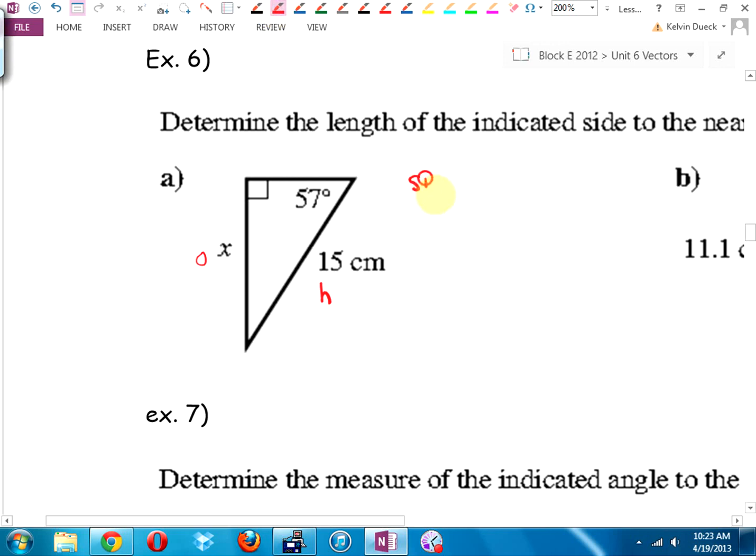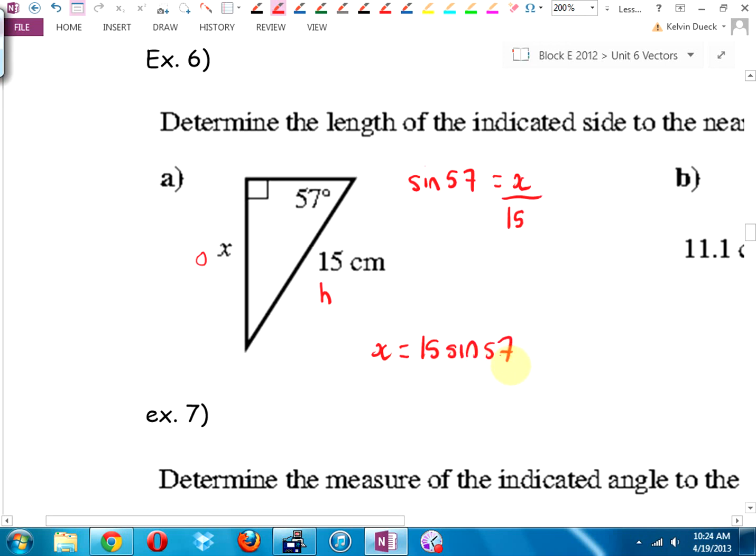Sine of what? What goes next to the trig function? The angle, always. Always the angle. Always the angle. What's the angle? Equals opposite over hypotenuse. How would I get the x by itself? What would I do with that 15? X is going to be 15 sine 57.